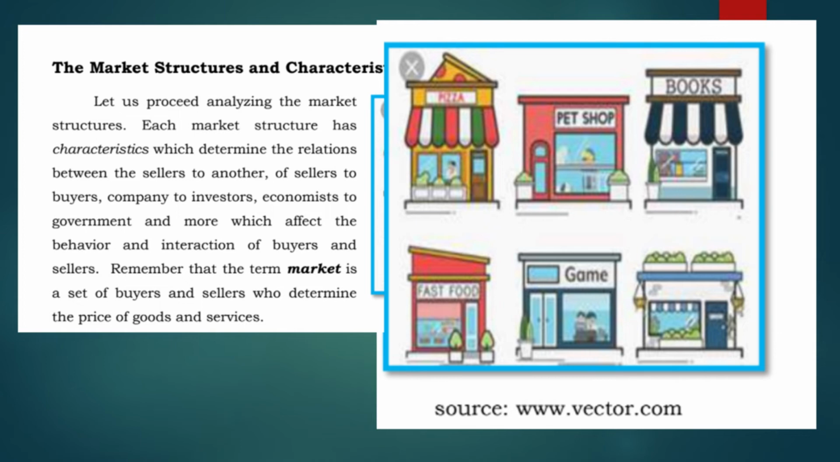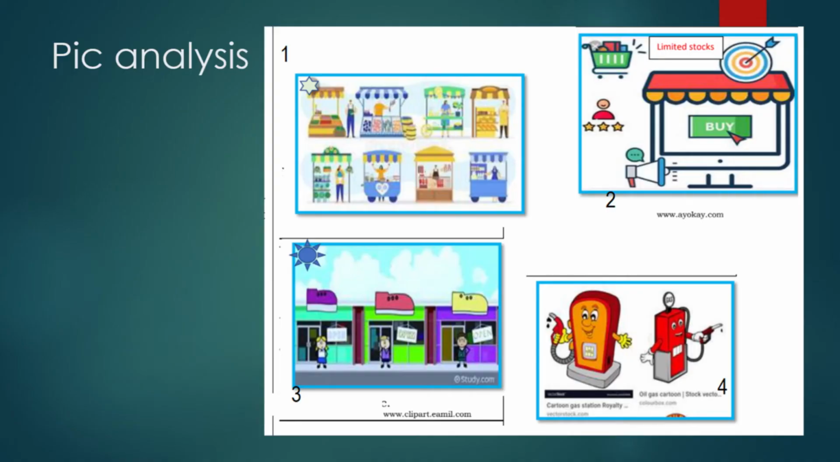Pictures for you to analyze. So I'll be naming this activity, guys, as Barkada. Let's try to analyze. Who will answer for number one? Anyone? Tell me which type of market structure. Is that a perfect competition, monopolistic competition, monopoly, or oligopoly? So what's the picture? One.